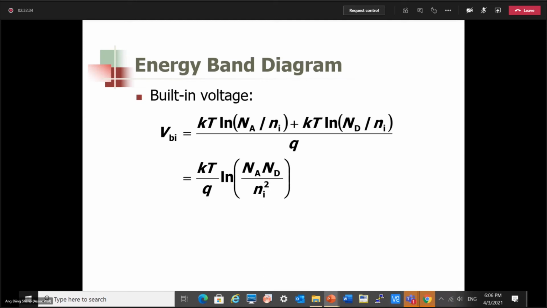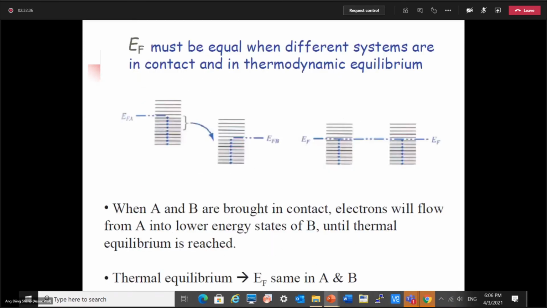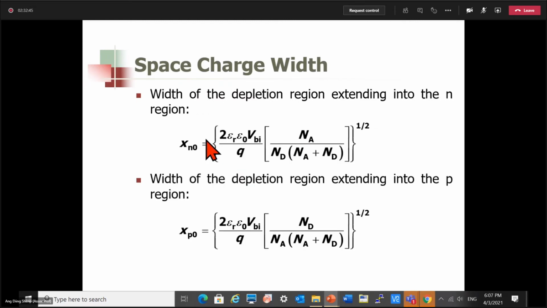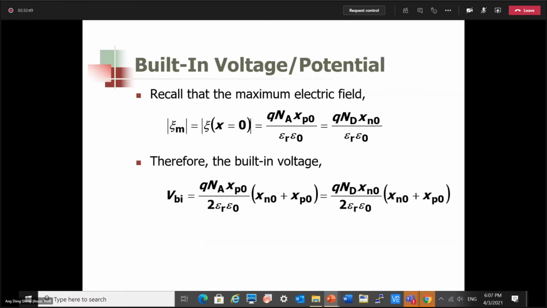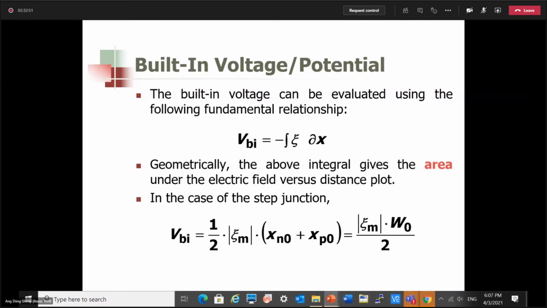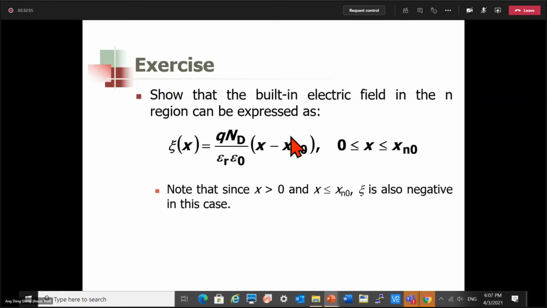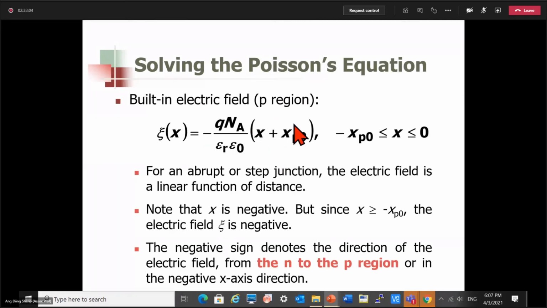With VBI known, going back to the earlier equations that you saw, and with doping known, W0 can be calculated, or Xn0 and Xp0 can be calculated, and the electric field can also be calculated. So Xn0 is now known. You can calculate the electric field on the N side as a function of distance very easily, as well as on the P side.